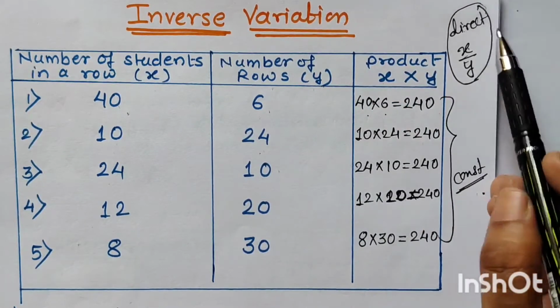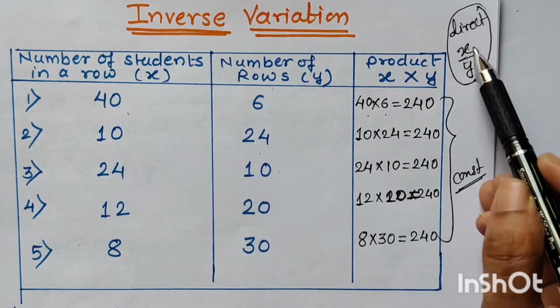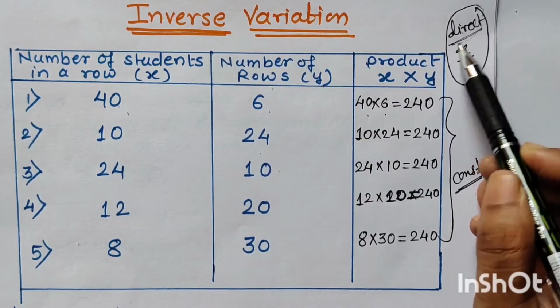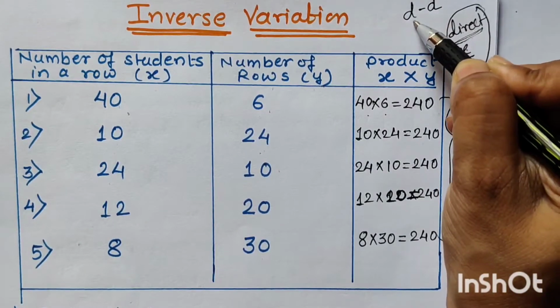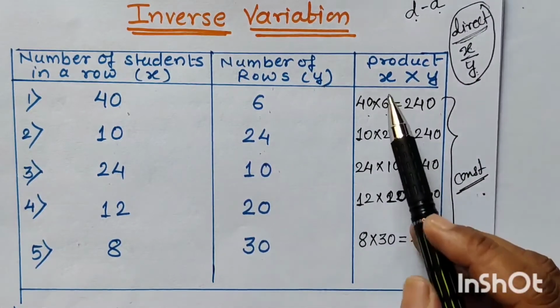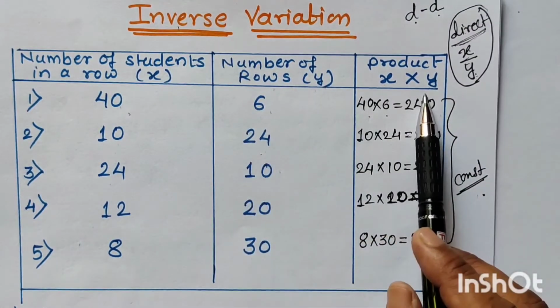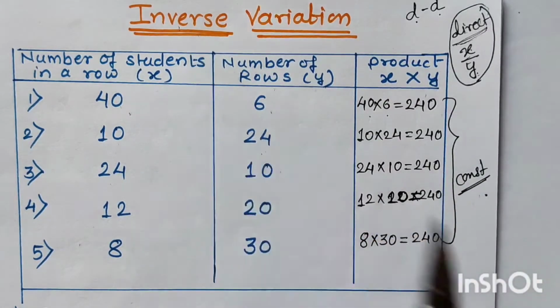But in direct proportion, what we have seen in the previous video, the ratio is constant, the division is constant. In direct proportion, direct and D, you have to remember always: in direct proportion, division is constant. In inverse proportion, product is constant. So always keep this in mind, product is constant in inverse proportion.